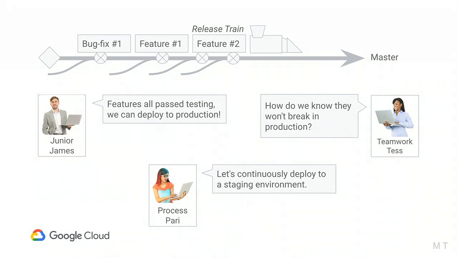Pari has a solution. We deploy it to staging. And we deploy it all the time to staging and keep running tests there. That way we can see if it would break if we were to deploy it to production. Let's see what that would look like.